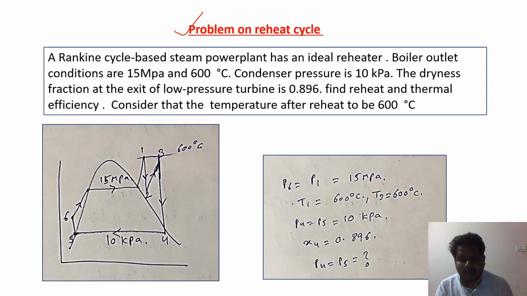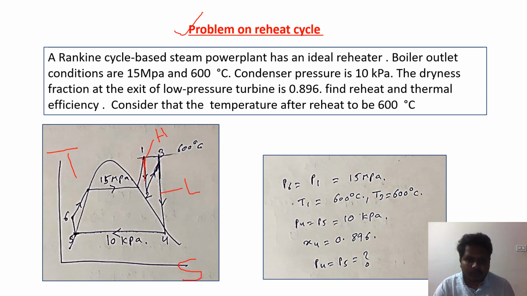Find reheat and thermal efficiency. Consider the temperature after reheat to be 600 degrees centigrade. Let me explain the TS diagram in the reheat Rankine cycle. As we know, here there will be two turbines: a high pressure turbine and a low pressure turbine.